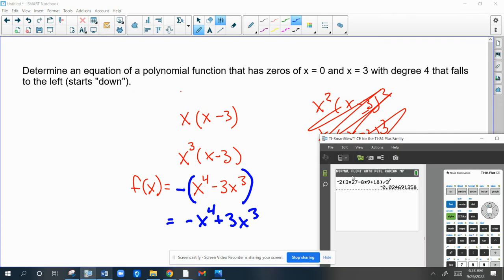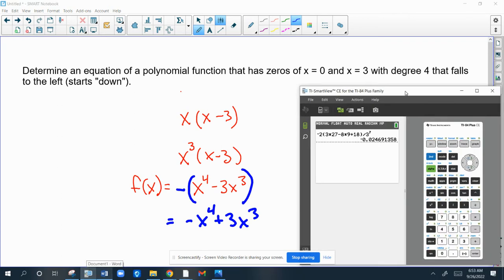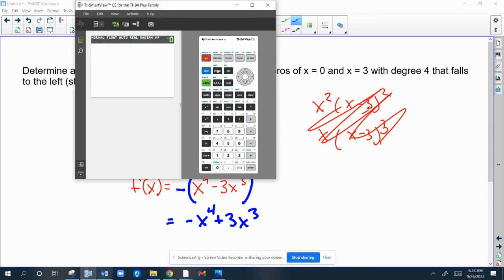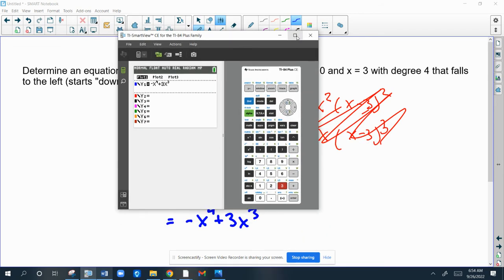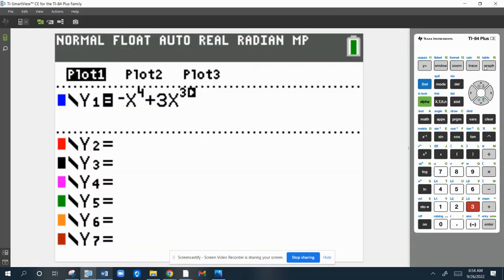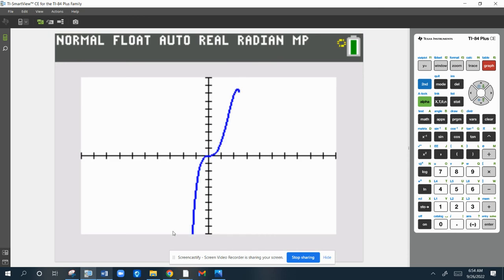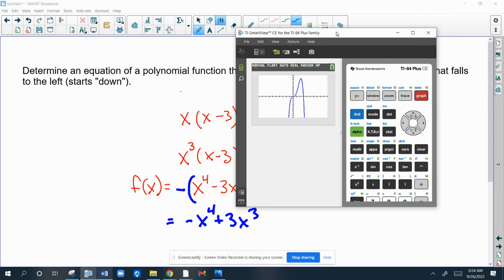And we're just going to do a quick check. I'm going to graph our answer: -x to the fourth plus 3x to the third. We're going to make sure it starts down and it has the two zeros that we're asked for: x equals 0 and x equals 3. So here's the graph. It does start down. There's x equals 0 as our first zero, and the next zero is x equals 3, so that's perfect. That's a good check. We've done it.